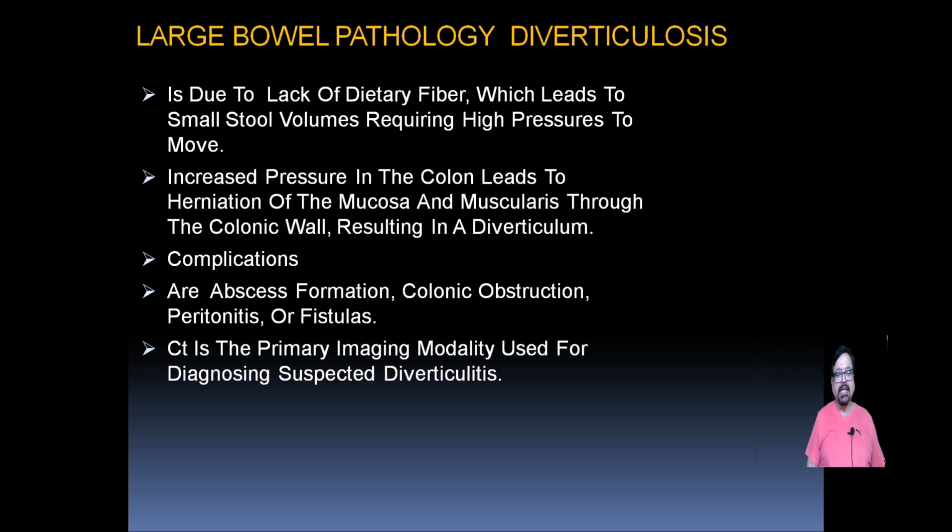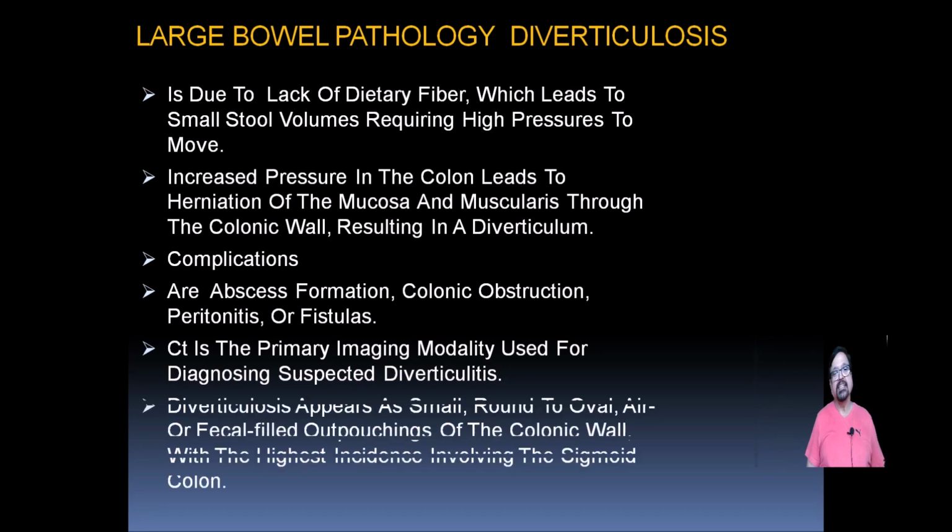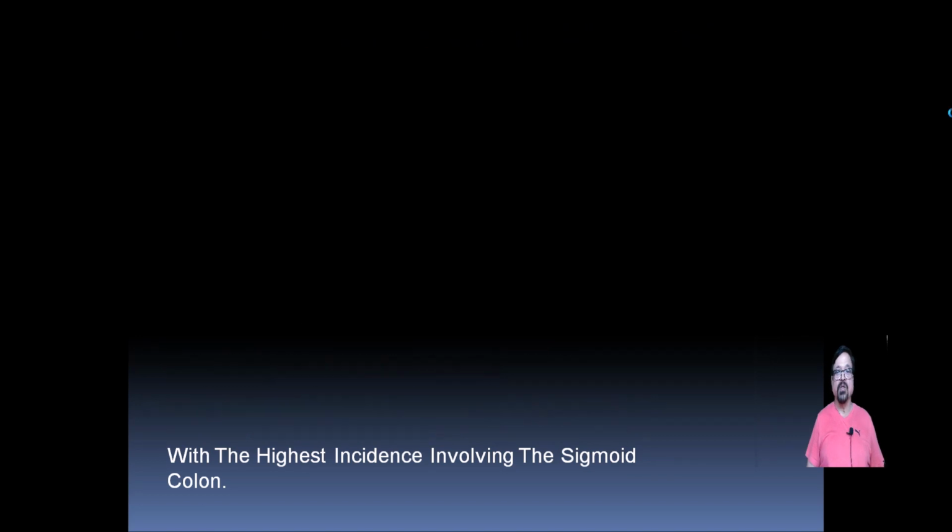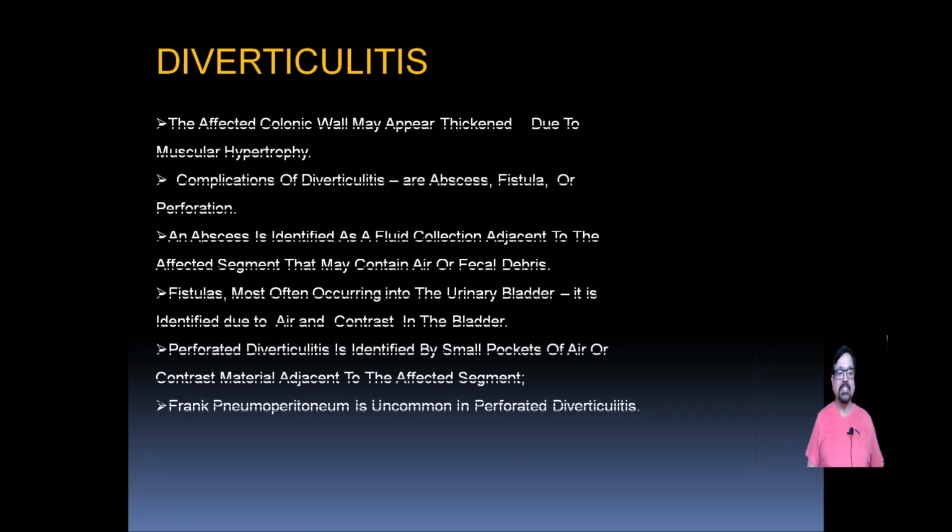Then, CT is the primary imaging modality used for diagnosis of suspected diverticulitis. Since the barium examination has low sensitivity, CT is extremely accurate. Diverticulosis appears as small, round or oval, focal filled-out portions of the colonic wall with highest incidence involving the sigmoid colon. Now, coming to diverticulitis, the affected colonic wall may appear thickened.